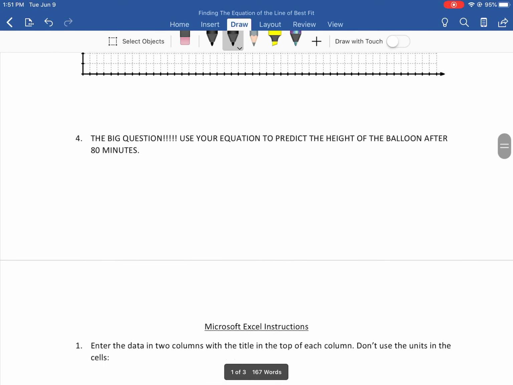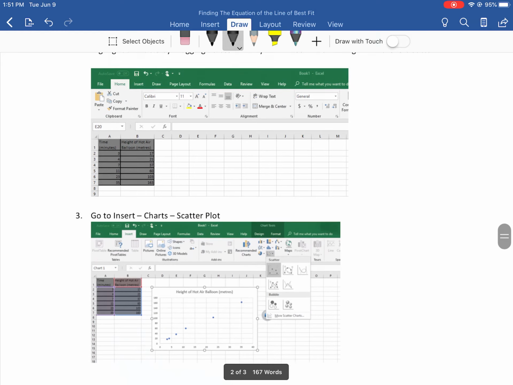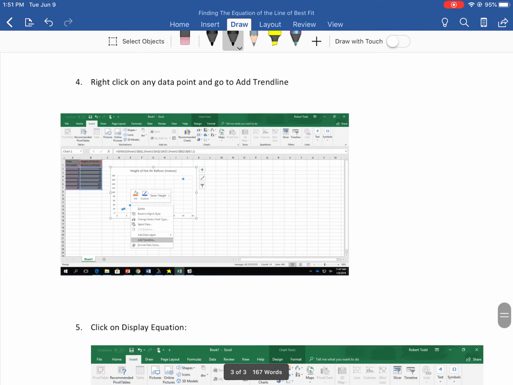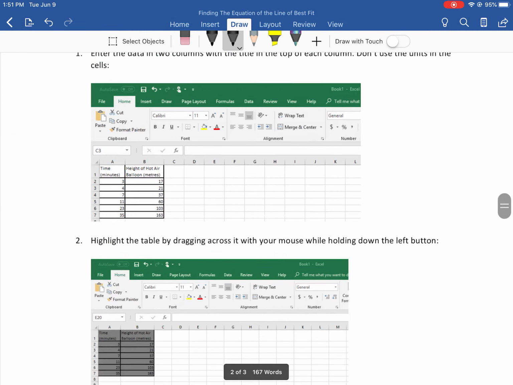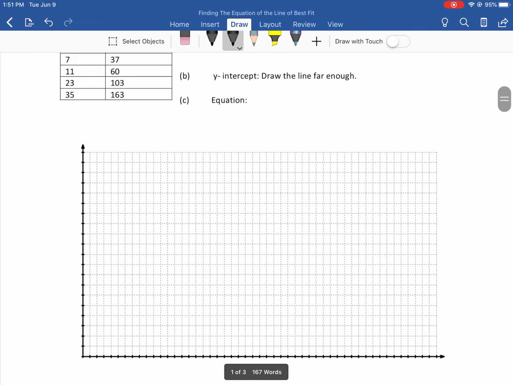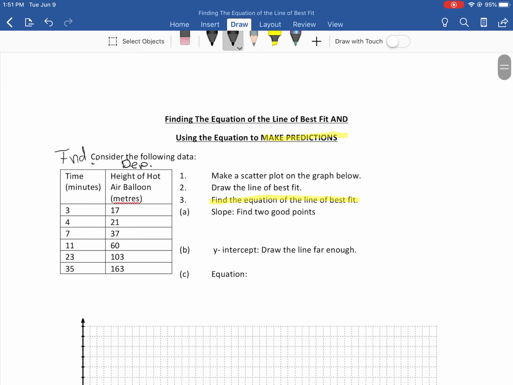Oh, by the way, I've included all these steps down below on how to do this in Microsoft Excel, and even how to get a line of best fit. I won't do that with the technology here because I have to teach you to do that by hand, but Excel can do that as well. Okay, so just watch the video and you can look at the instructions later.